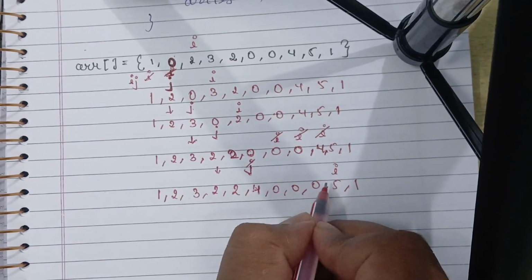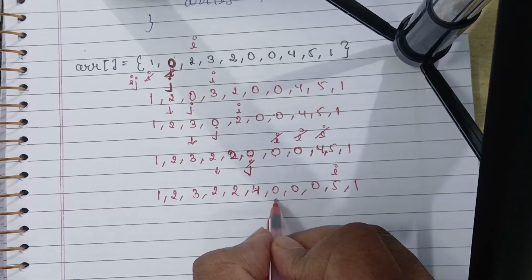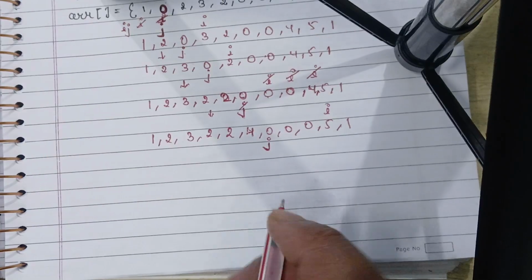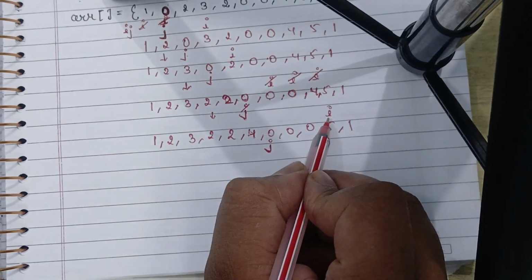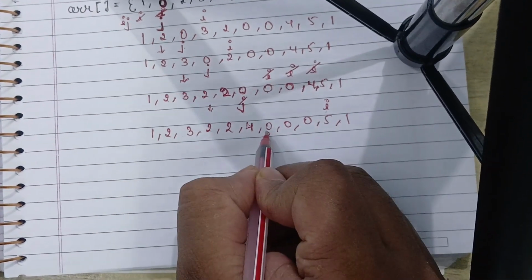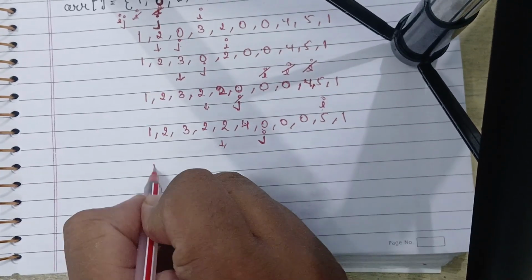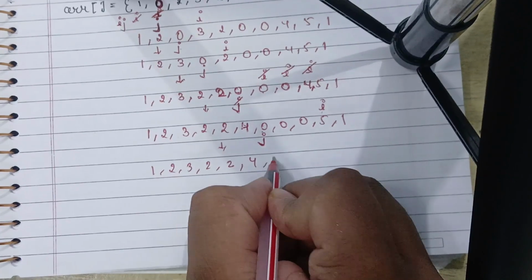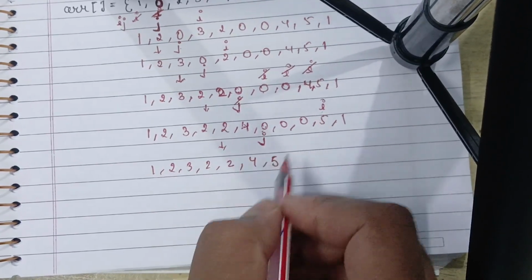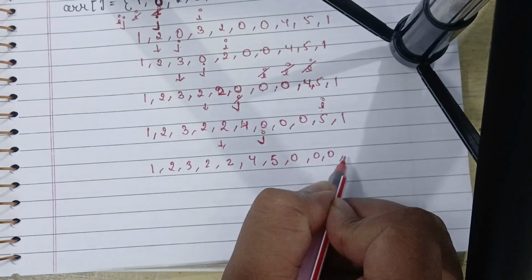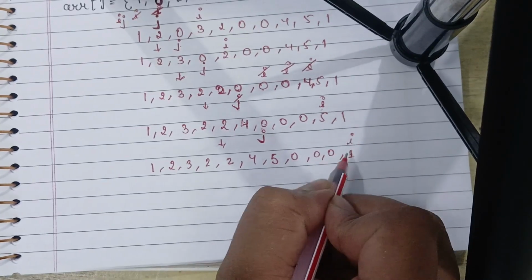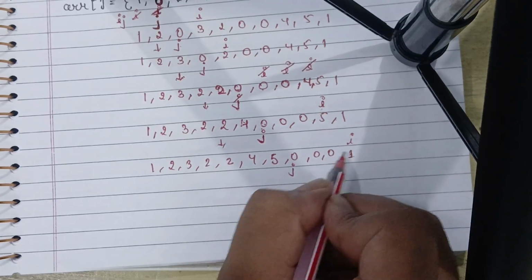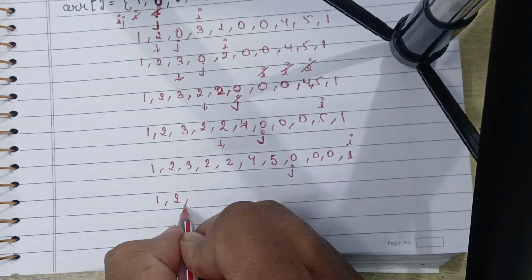Again I will move here, and j will move to the next, that is this index. Okay, now what it will do is again I says that oh, again I have found a non-zero element, so swap it with j. So again swap it, 1 2 3 2 2 4, and 5 will come here, and 0 will go to this particular index, 0 0 0 and 1. And now again I will say that this is a non-zero element, again swap it. So swap it, this is the last one that you will get.